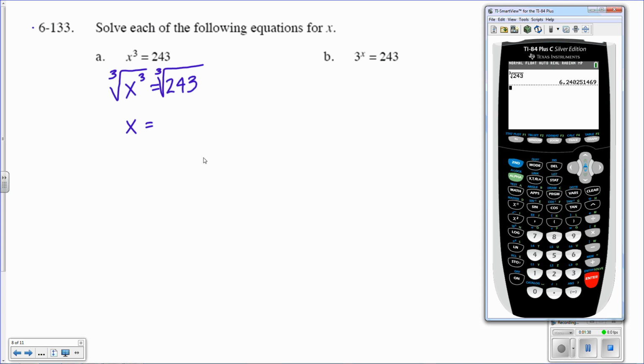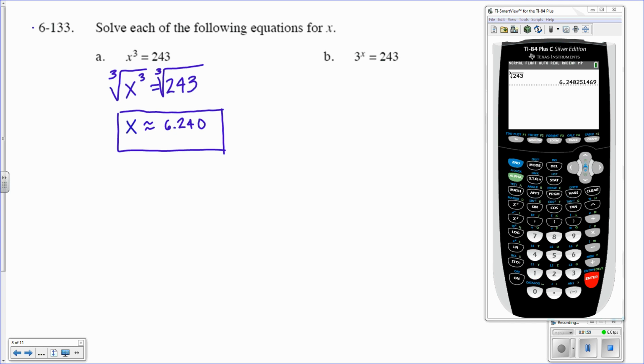6.240. So, since it is an approximation, 6.240 is our approximation there. Now remember, you can also solve it graphically if you needed to by taking each of these and making them into their own functions, graphing them, and finding the intersection. We're focusing on solving it algebraically here, though, so I'm going to continue with that.